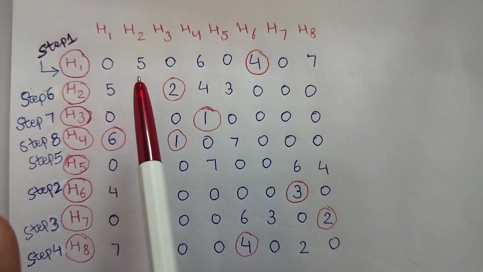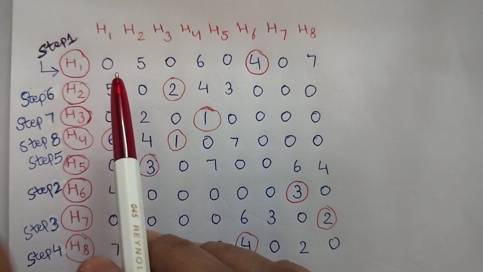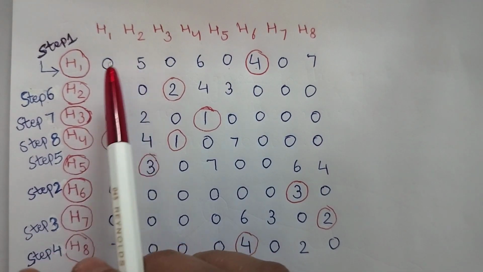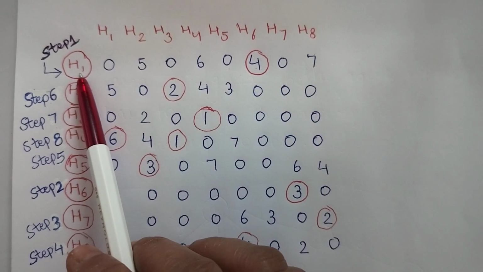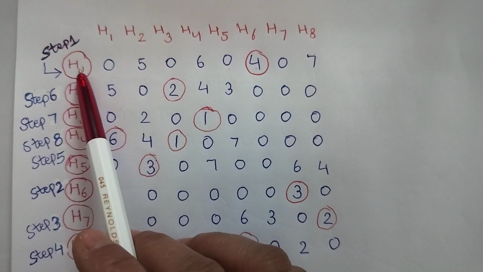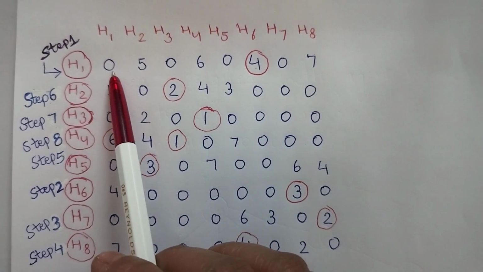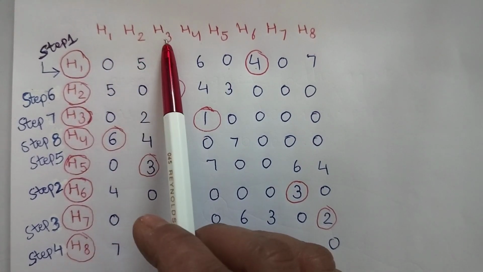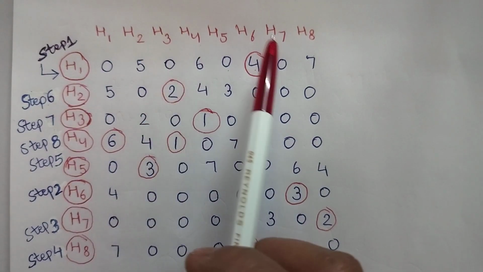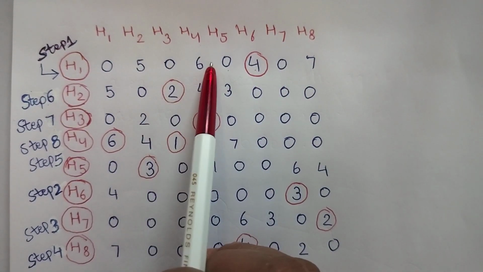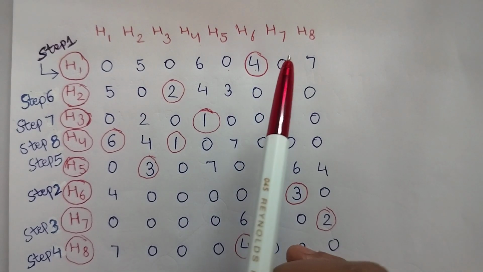And you have to take care of the fact that for those cities which do not have a direct path, the cost will be 0. If you are at the same city where you have to reach, the cost will be 0. The cost from H1 to H1 will be 0. And in those cases where the cities are not directly connected like H1 and H3, the cost will be 0. For the rest of the cities, you just have to put down the cost as it is, the way it is provided in the graph.